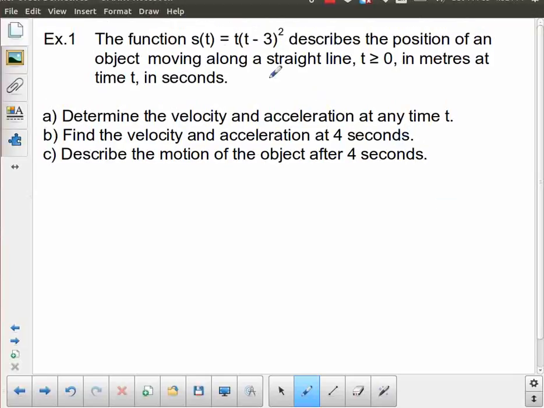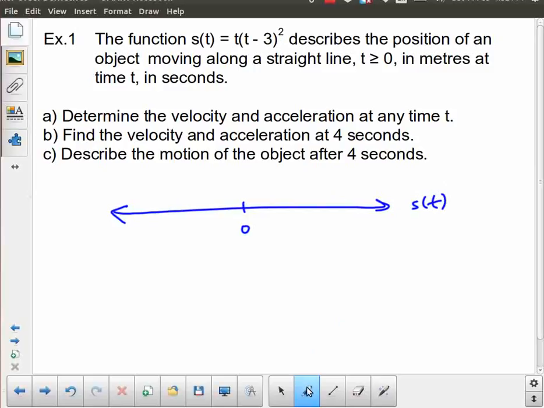So we start off, we've got a position function here, which is t times (t minus 3) all squared. So this is actually a cubic. And it describes the position of an object moving along a straight line. So this is not something that is being thrown into the air. Imagine something like a number line. So if we start here at 0 and we've got s of t, this is just moving back and forth, back and forth.